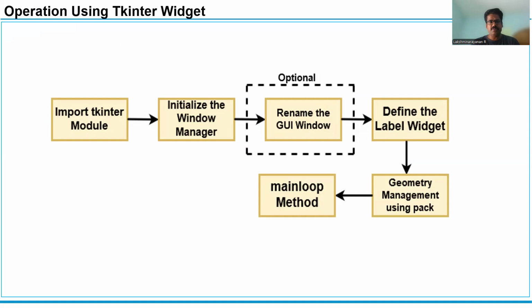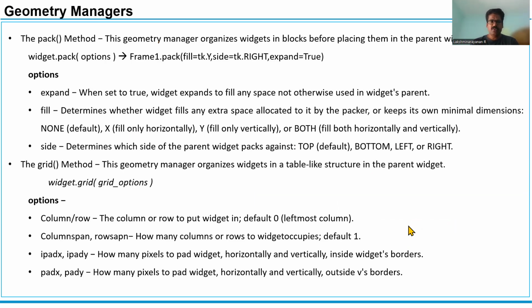And for the operation of this Tkinter, we have to import the Tkinter module, first importing Tkinter as tk. Then we need to initialize the window's widget manager and rename the GUI. We can also rename the window, which initially displays as tk. Then define the label widgets, then the geometry manager using pack or something else, and then the main loop. So the geometry manager is another important role.